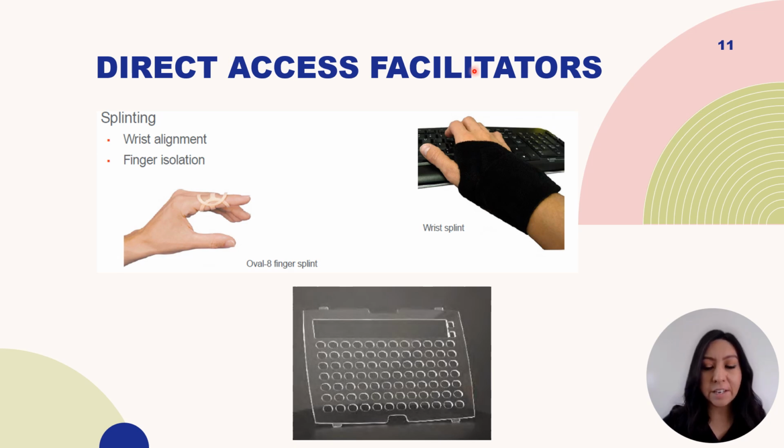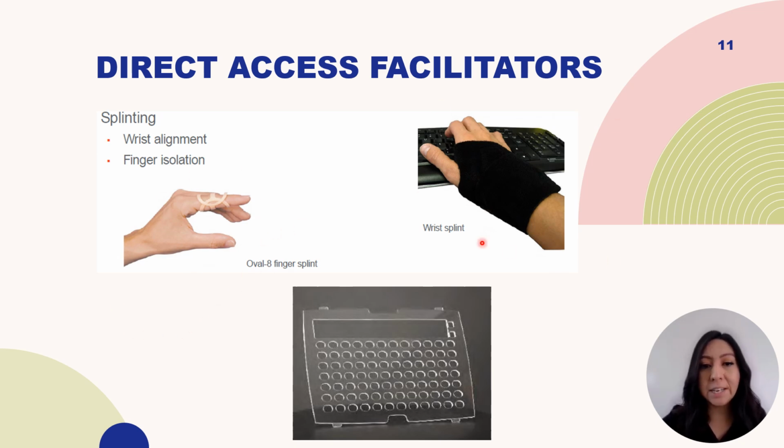Direct access facilitators may be for that candidate that you believe would benefit from direct access methods, but maybe need a little bit of help. So here's when we can attempt splinting. So here we have an oval 8-finger splint. Depending on where you place it, it can help with a swan neck deformity or a boutonniere deformity. This can assist maybe with that finger isolation.